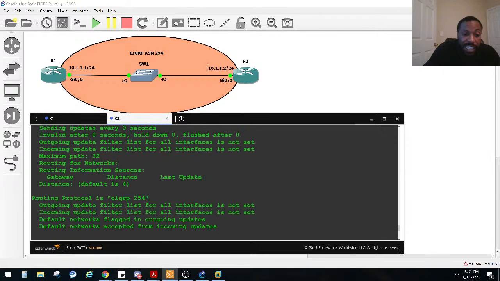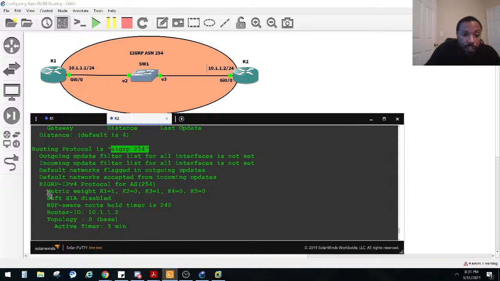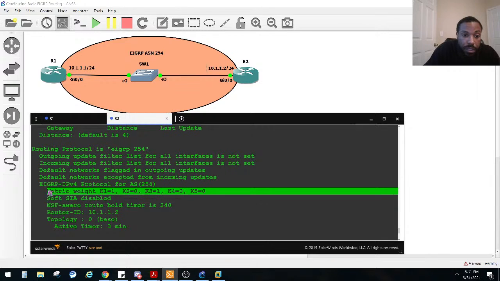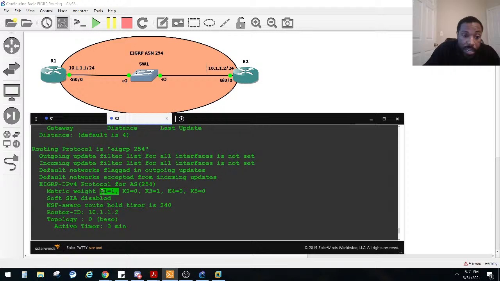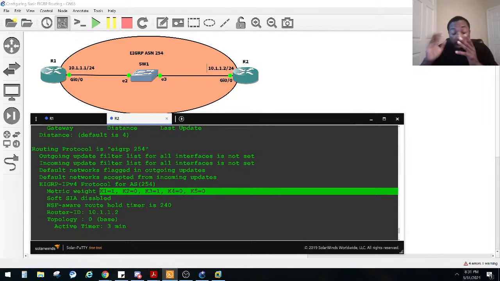We have the EIGRP 254, right? That lets us know that these are what's called K values, right? There's 5 K values. By default, K1 and K3 are 1. The rest are 0. That's another fun fact for you to remember. You want to leave that by default. You start messing with that, you're going to mess with the whole algorithm. So by default, K1 and K3 are set to 1. Everything else is 0. That's another fun fact that they like to ask on the CCNA exams.